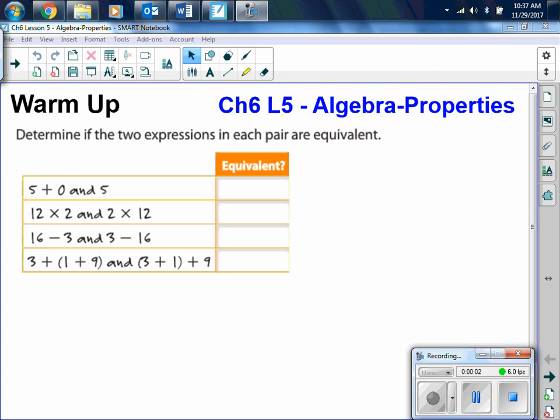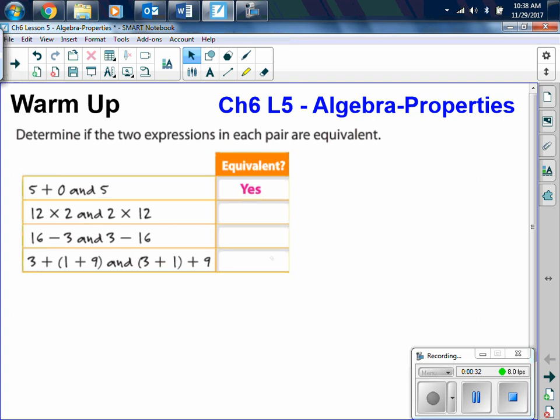Okay, so Chapter 6, Lesson 5 is algebra properties. So here, first, in the warm-up, we want to determine if the two expressions in each pair are equivalent. So we have 5 plus 0 and 5. Are they equivalent? Yes, they are.